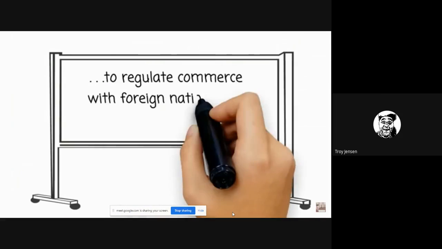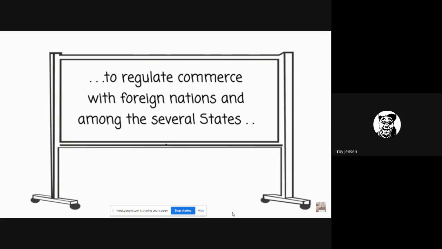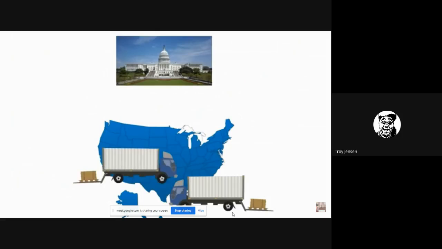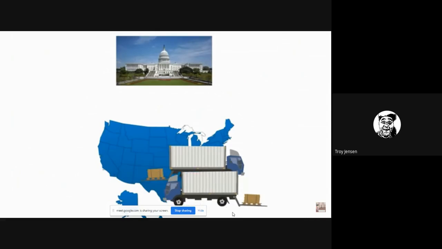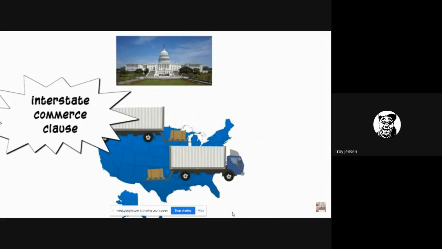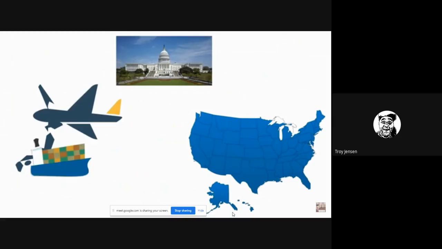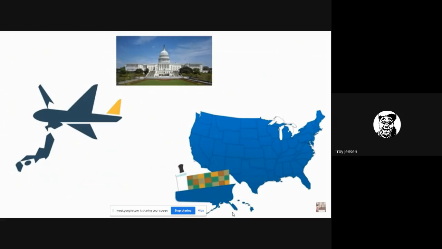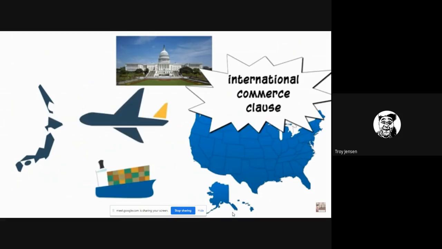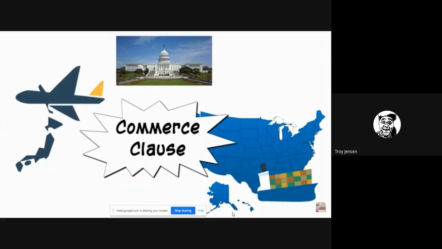This clause authorizes Congress to regulate commerce with foreign nations and between different states. Congress is empowered to regulate interstate commercial activity. This is often referred to as the Constitution's Interstate Commerce Clause. The Constitution also enables Congress to regulate commercial activity between the United States and other countries. This is commonly known as the International Commerce Clause. And together, the Interstate and International Commerce Clause are often just called the Commerce Clause.